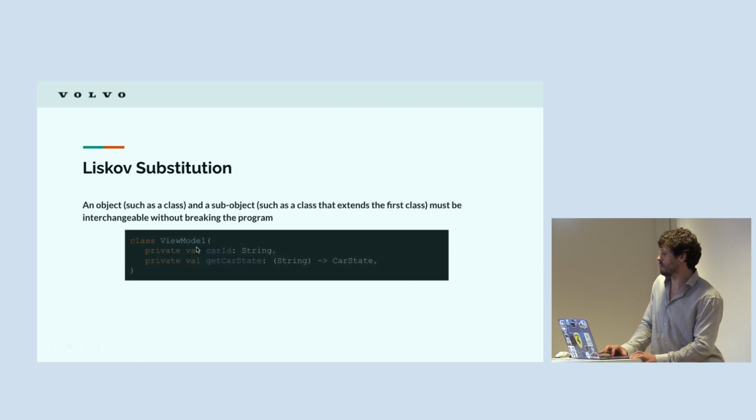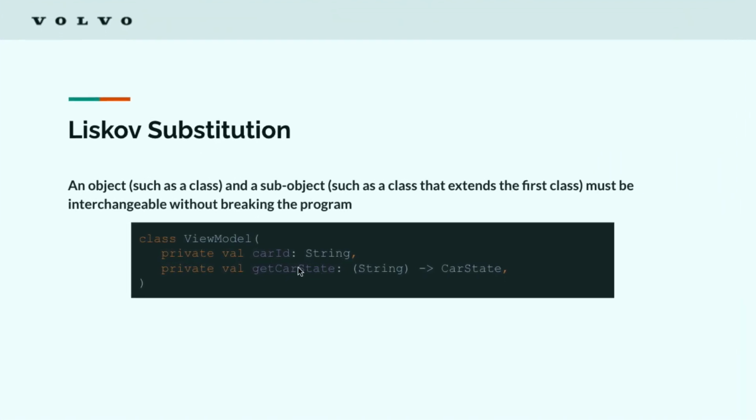So what we are saying here is that no matter what application implementation of get car state we send, view model should still work within its behavior, right? So basically, avoid side effects to avoid unexpected outcomes, or be aware of the side effects that you're introducing on your code. That will be a better wording, right?